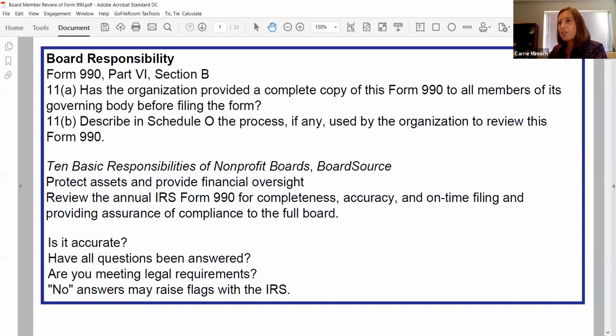So as you go through and look at the 990, you want to, again, make sure, is it accurate? This is a public document, so you want to make sure that all of the questions are accurately answered, making sure all the questions are answered, because the IRS actually considers a return where not all of the questions have been answered as incomplete and therefore not filed on time. So you want to make sure all the questions are answered. And then also, as you look at the questions, make sure that you are meeting any legal requirements that your organization may have. And then finally, any no answers may raise flags with the IRS, and we'll talk about that as we go through.